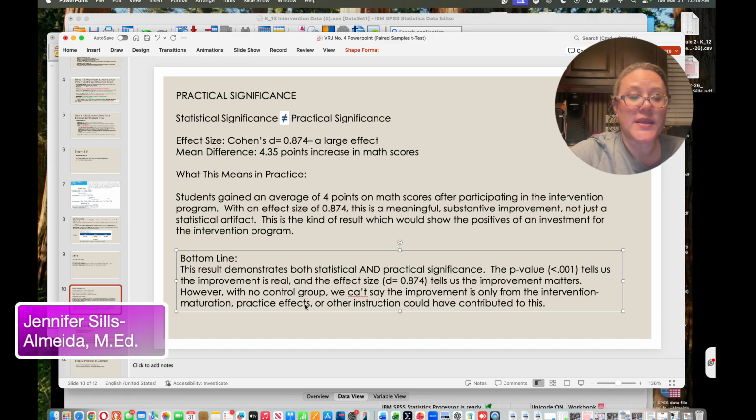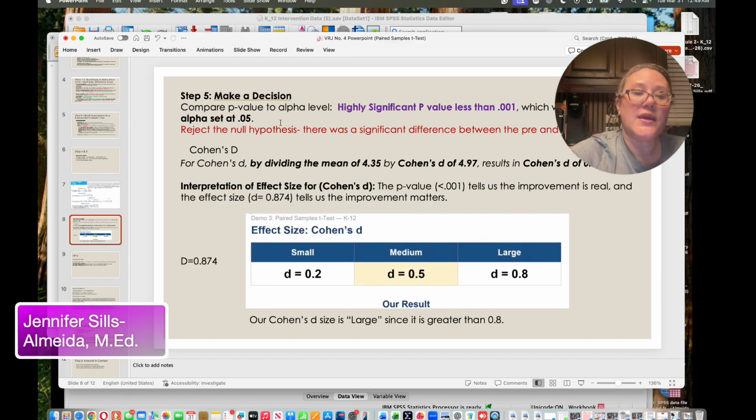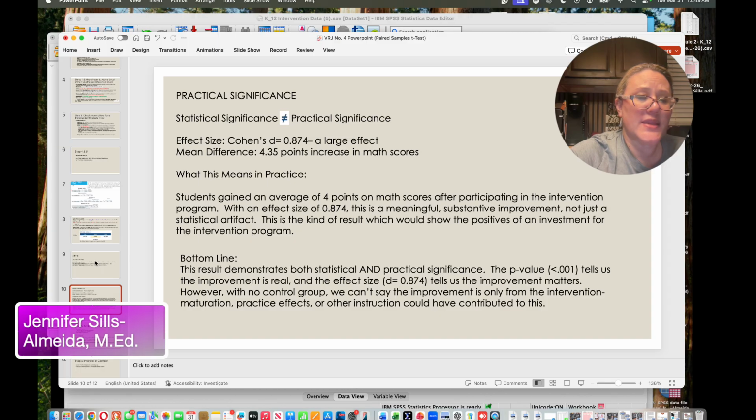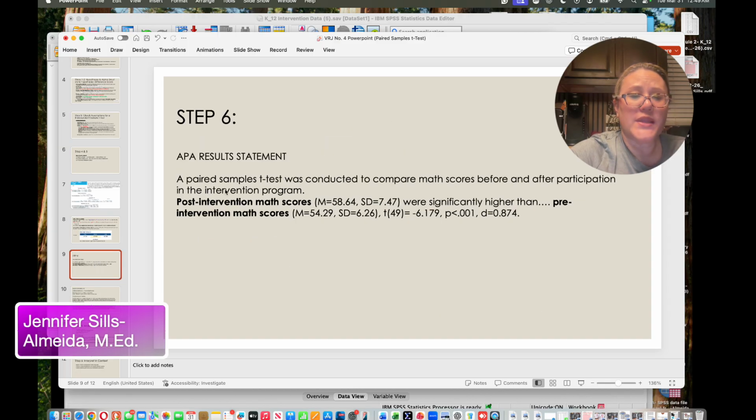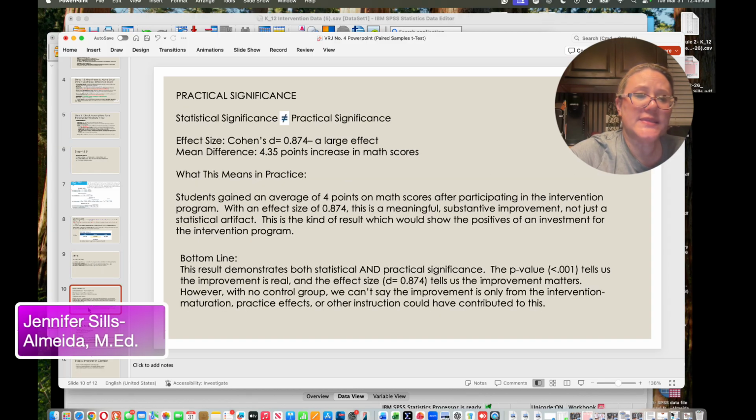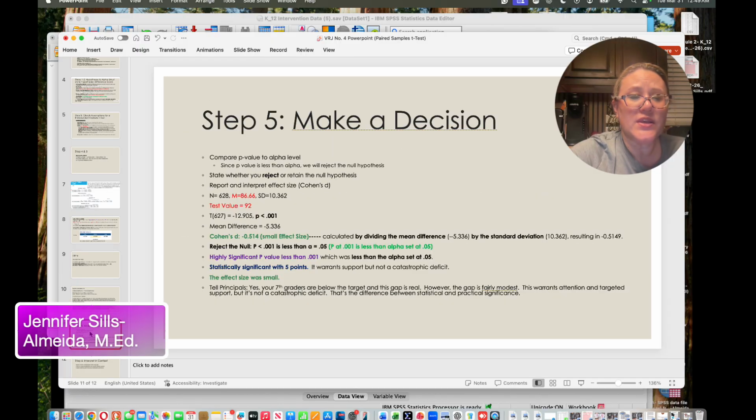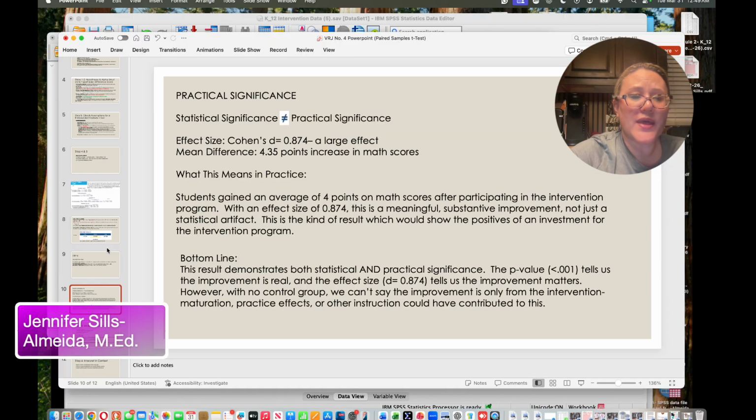improvement matters. Now, there is no control group, so we can't say the improvement is only from the intervention. It could be from other effects like practice effects or other instruction. But we do know that with the Cohen's d, it is showing that it is highly significant. That was step 6, and that's practical significance.